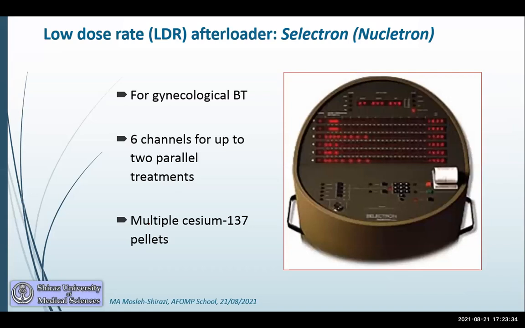Another unit which dominated the scene in many countries, including our center, was the Selectron, in the 80s and 90s around that time, designed specifically mostly for gynecological brachytherapy because it has six channels, a tandem and two ovoids, two parallel treatments. Of course, they take many hours to treat, so two patients could be treated using a cesium-137 source train.